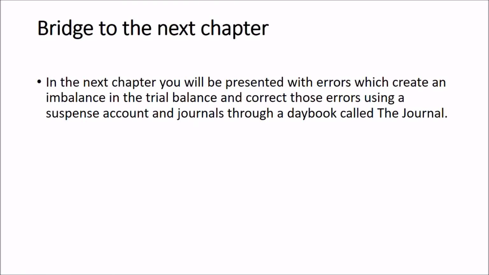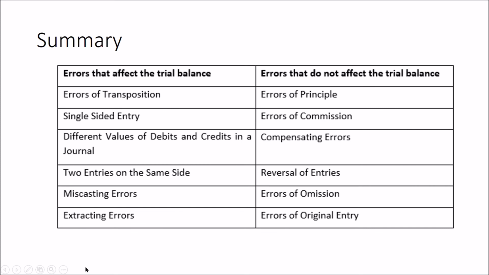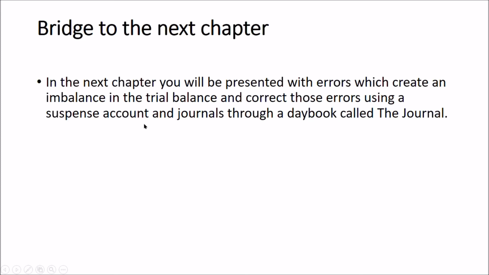So that's errors for this one. We've done naming the errors, and does the error affect or not affect the trial balance? Does the error mean the trial balance no longer balances, or does the error mean that the trial balance will still balance? In the next chapter, we're going to be presented with some errors in the trial balance, and we're going to correct those errors using a suspense account. So we're going to have a trial balance that doesn't balance.